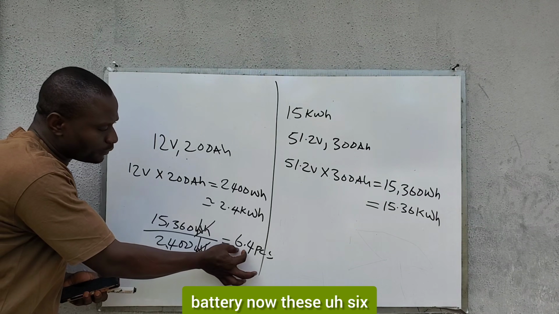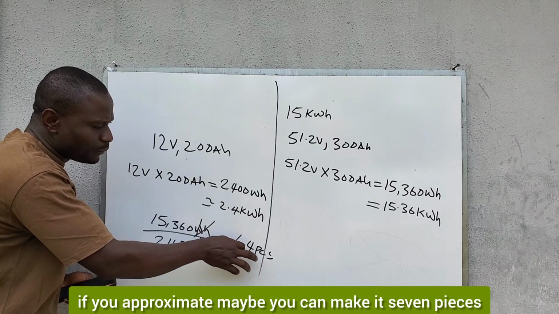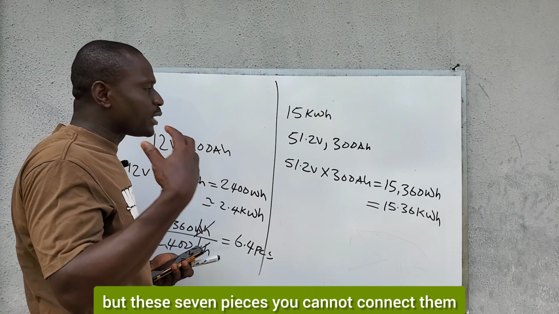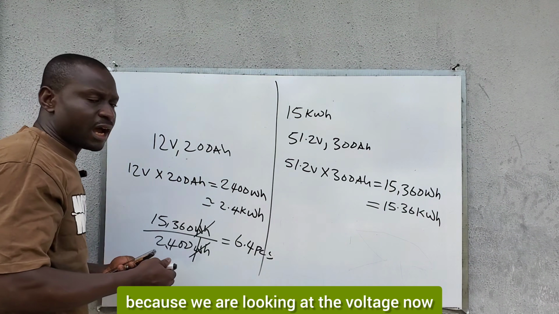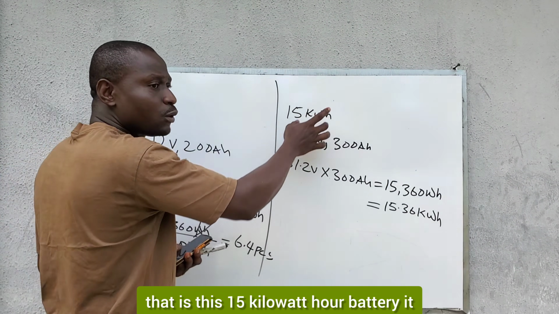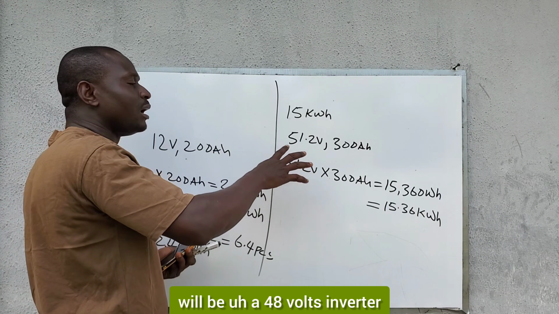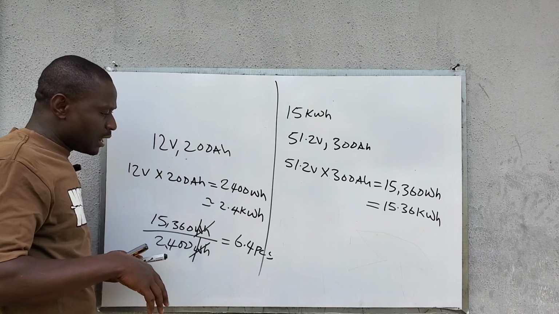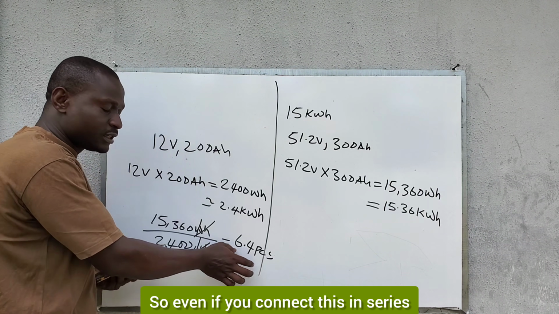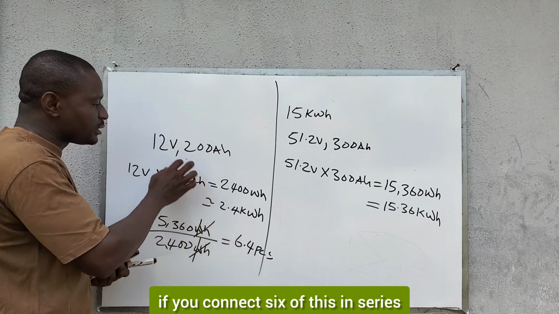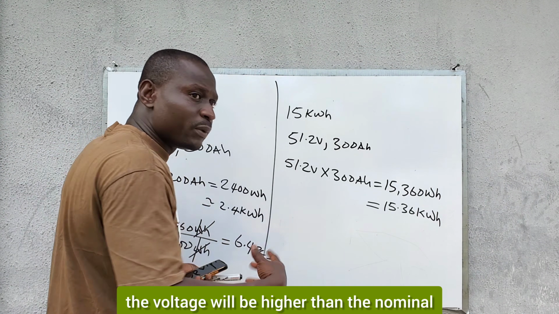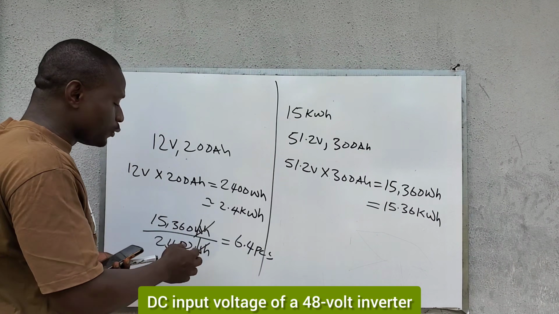Now, if you approximate, maybe you can make it 7 pieces. But you cannot connect these 7 pieces because we are looking at the voltage. If you want to connect an inverter to this 15 kilowatt hour battery bank, it will be a 48 volt inverter. You have 12 volt batteries, and if you connect 6 of them in series, that is 6 multiplied by 12, the voltage will be higher than the nominal DC input voltage of a 48 volt inverter.